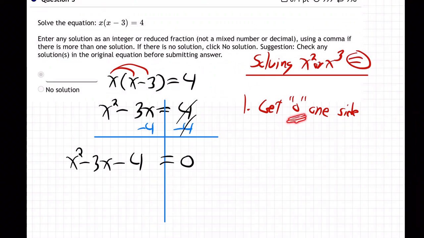So we got a 0 on one side, and how we did it is by subtracting 4 from both sides. So first step is I just multiplied through the parentheses, got an x squared equation. As soon as I see x squared with an equal sign, I go, hey, step 1, get a 0. Step 2, let's keep going, factor. So I'm going to factor the other side.